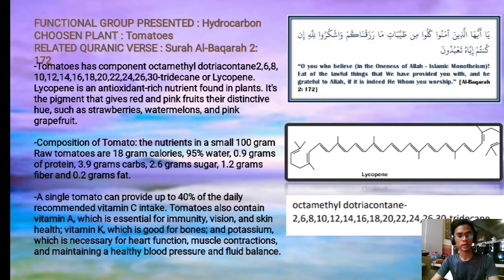A small 100-gram raw tomato contains 18 calories, 30% of water, 0.9 grams of protein, 3.9 grams of carbohydrates, 2.6 grams sugar, 1.2 grams fiber, and 0.2 grams fat. Because of that, a single tomato can provide up to 40% of the daily recommended vitamin C intake. Tomatoes also contain vitamin A, which is essential for immunity, vision, and skin health.